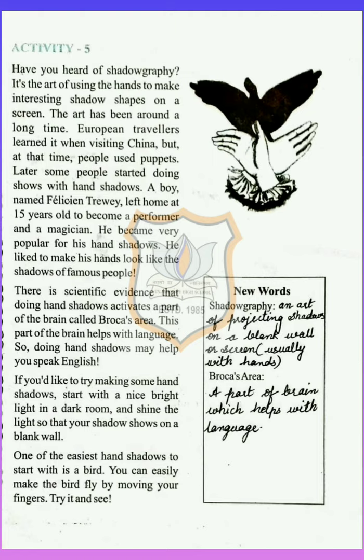One can start making some hand shadows with a nice bright light in a dark room and shine the light so that one's shadow shows on a blank wall. So by this one can start by making the bird fly by moving one's fingers.